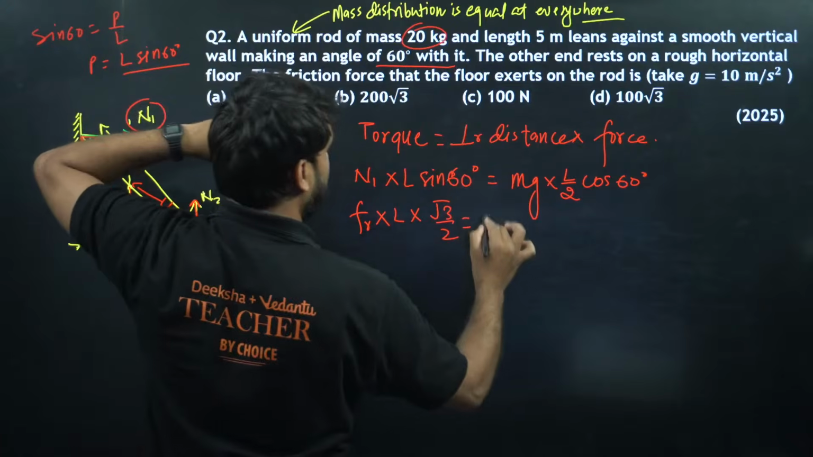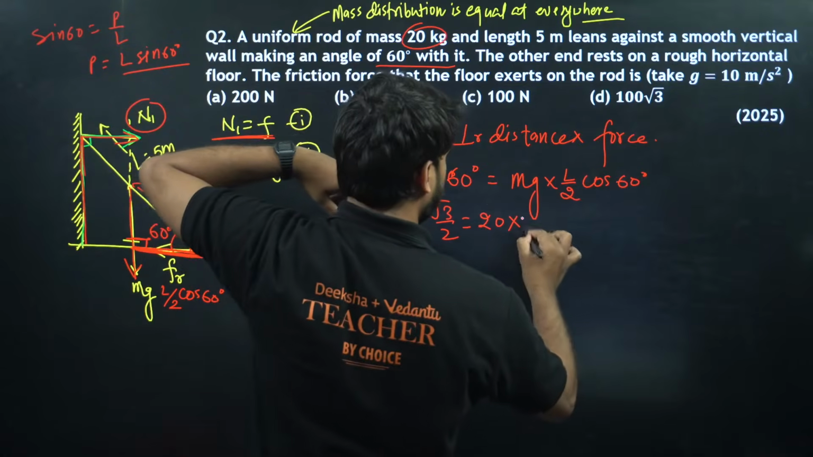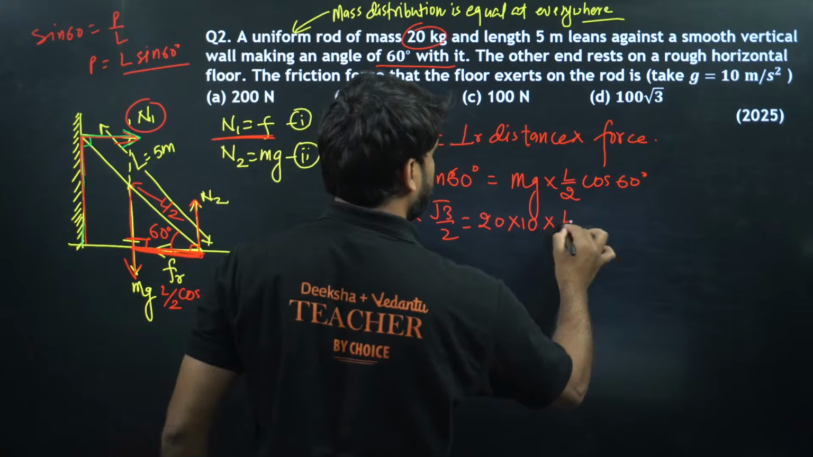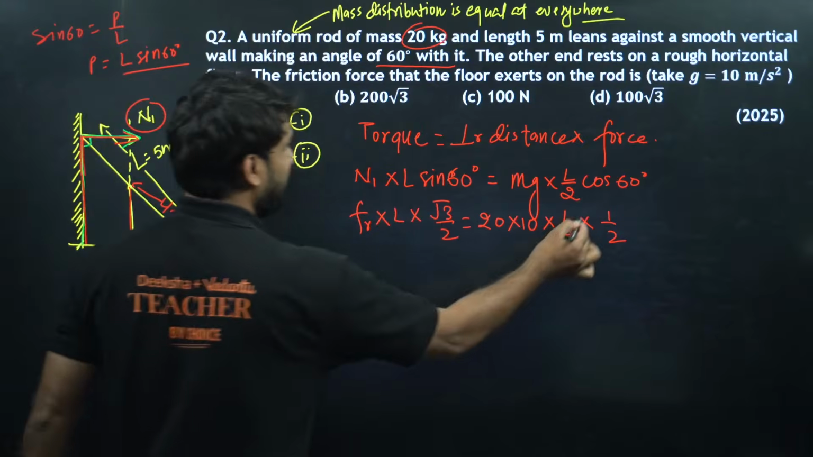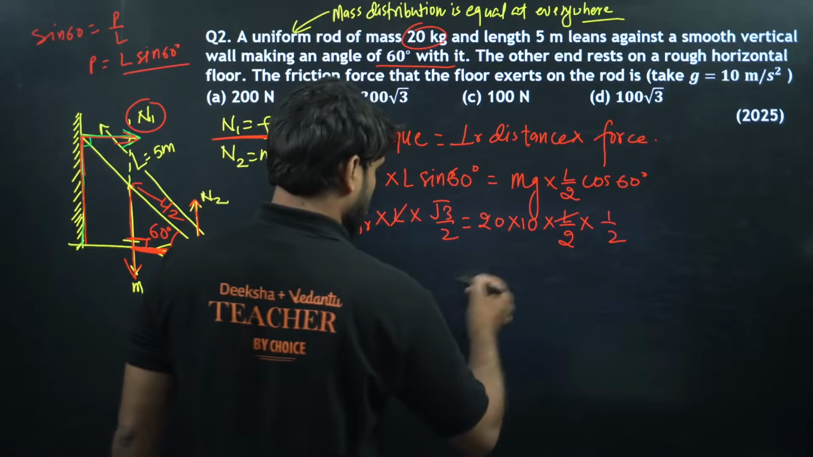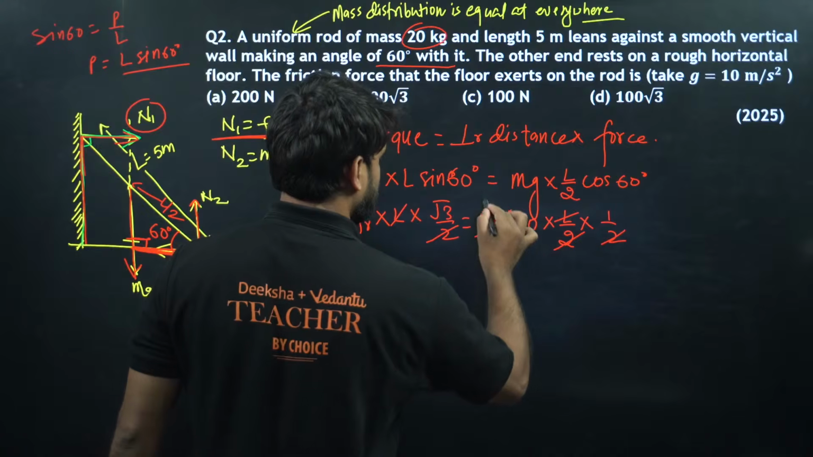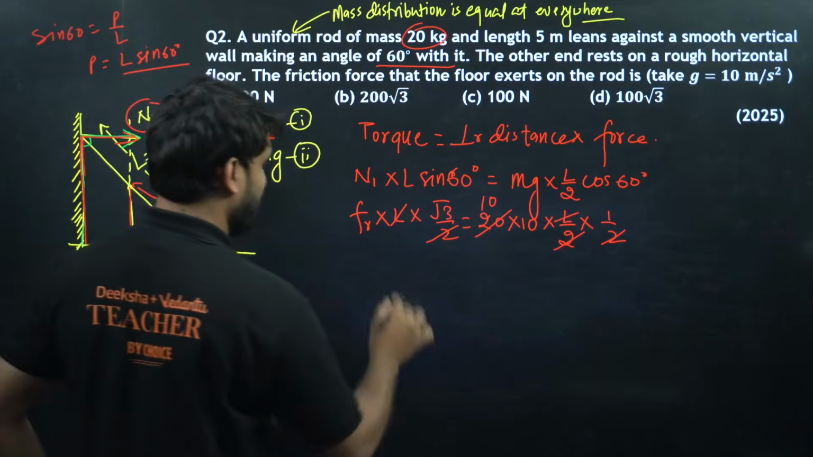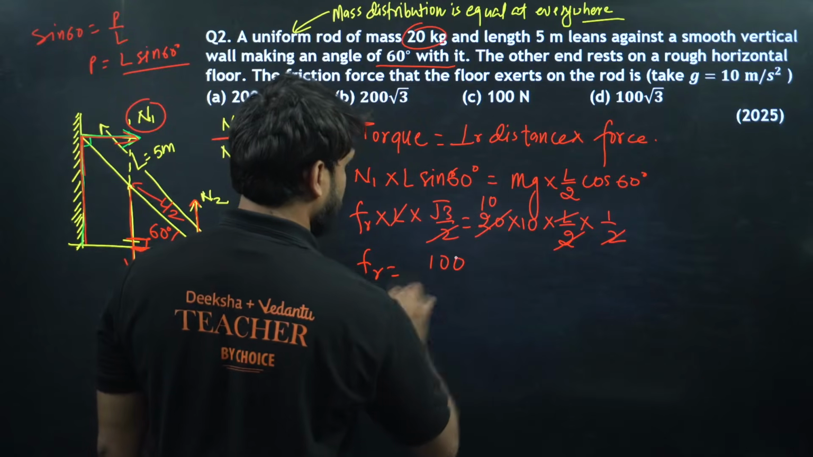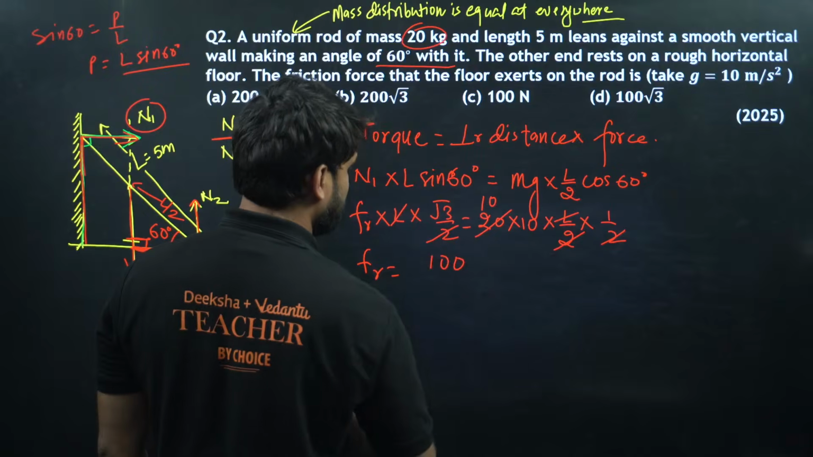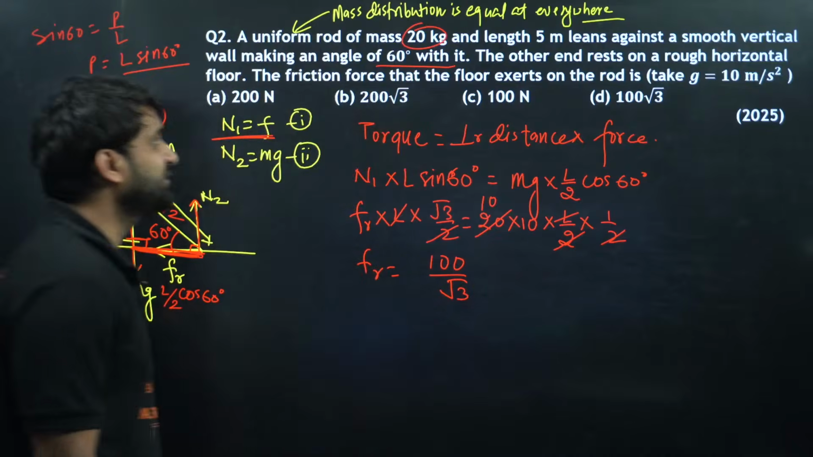M is 20 kilogram. 20 into g, and g is 10, and L by 2, keep it as it is, and cos 60 is 1 by 2. So we have put all the values. So L will be cancelled here, right? And this 2 will be cancelled by this 2, and this will be cancelled by this. So this is 100 root 3. So friction will be equal to 10 into 10, 100, and root 3 will go there. So 100 by root 3 answer. Friction force is equal to 100 by root 3.